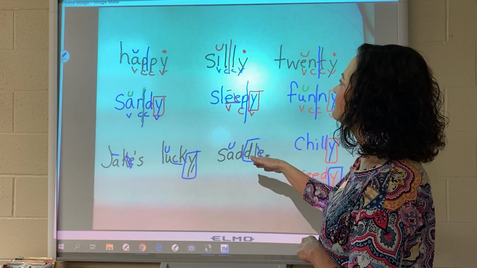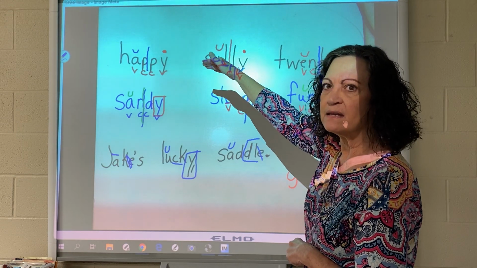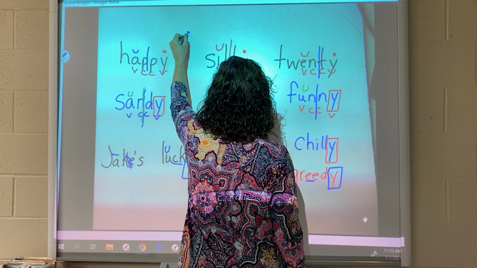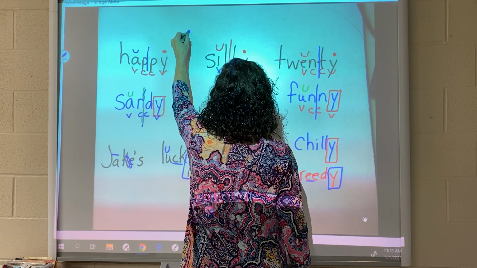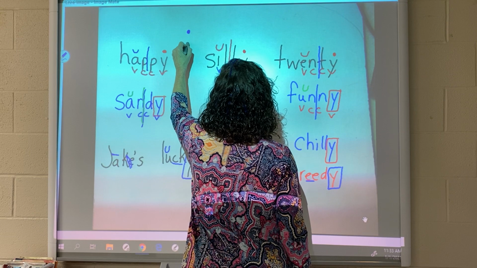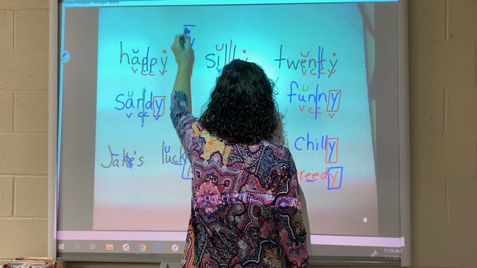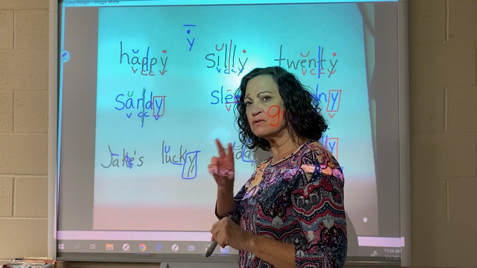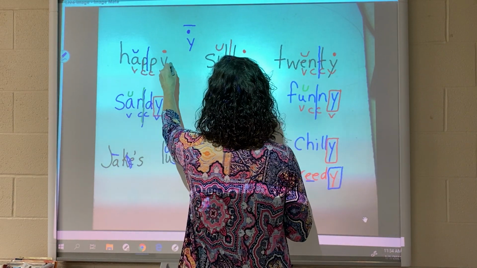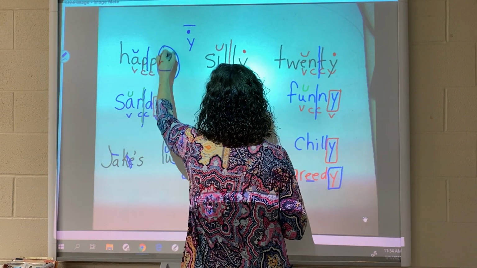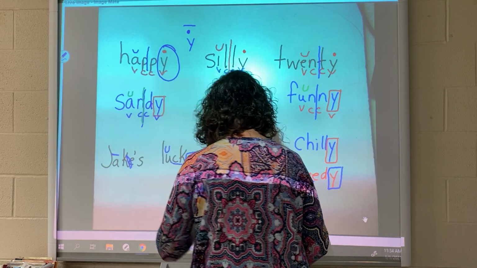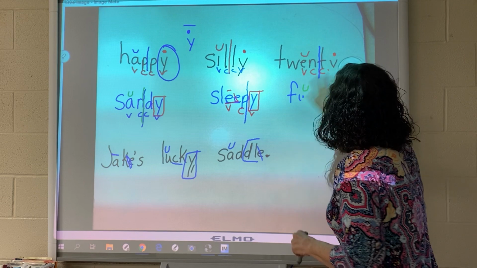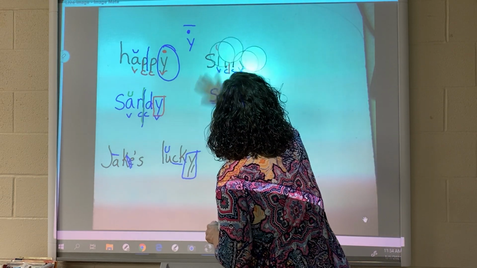Now let's recap on today. Y at the end can say I. If it says I in a short word, then we code it like this. If it says E at the end of a two-syllable word, this is how we code it. It says E. And then it can also mean a suffix.